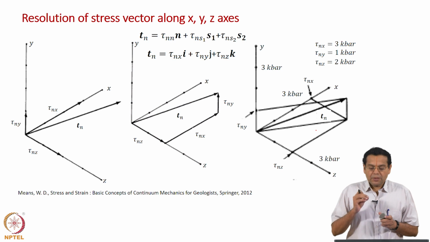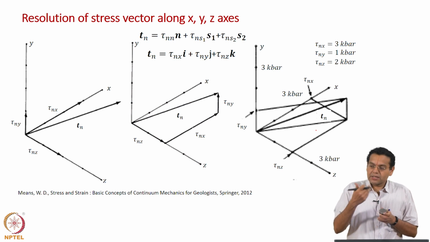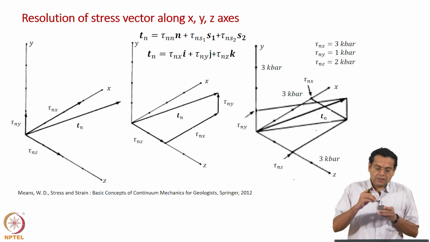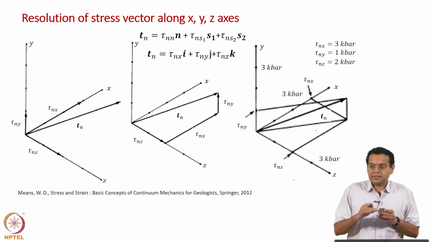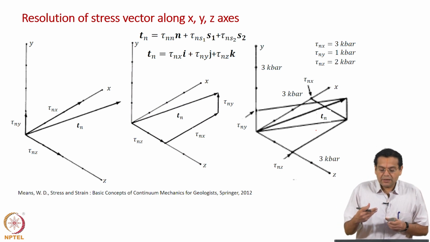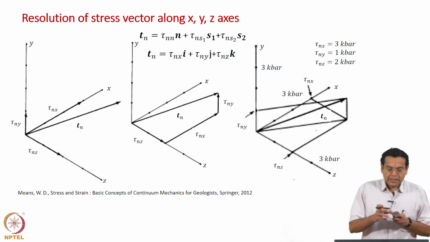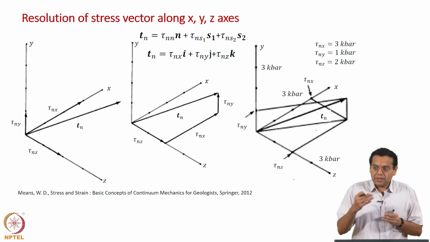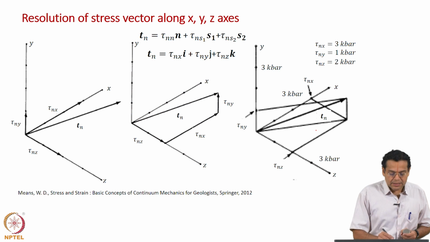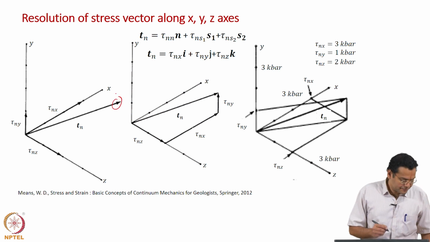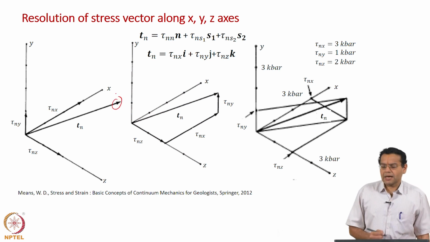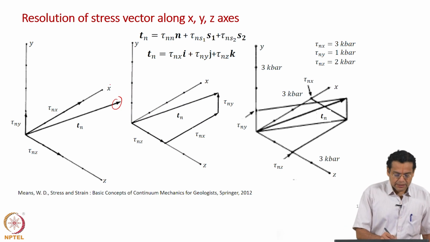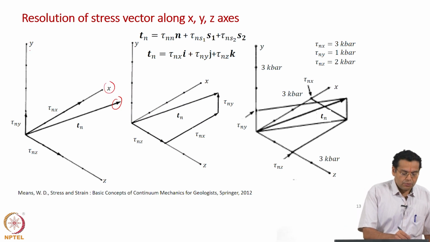Is that okay? Why is that? Because what is obviously required for us is the normal stress and the shear stresses, but the way in which they are resolved is difficult. We will find that out as we go along, but right now, instead of resolving the stress vector along n, s1, s2, I resolve the stress vector along our usual Cartesian coordinate system directions, namely x, y and then z.